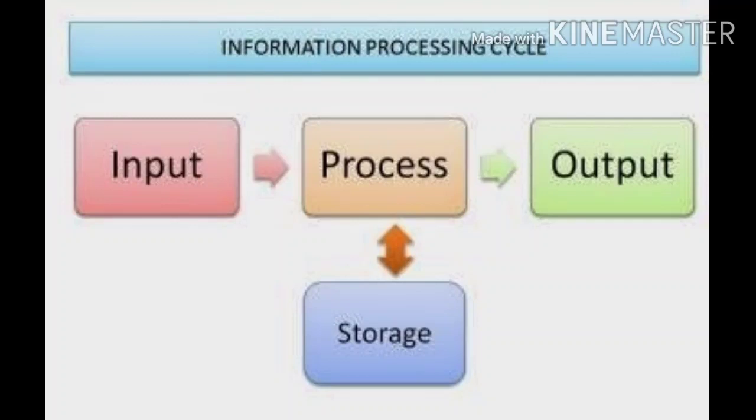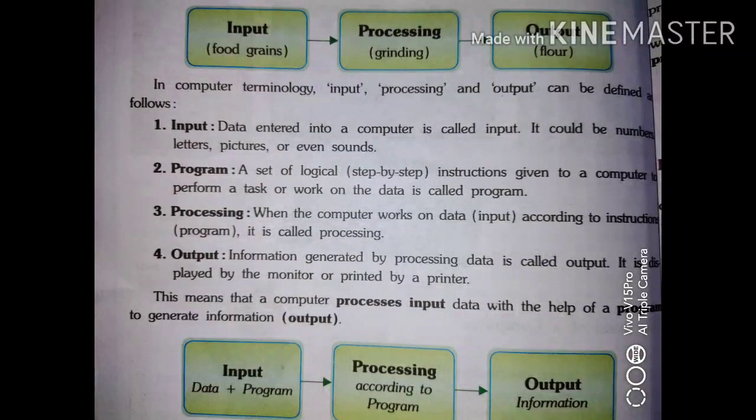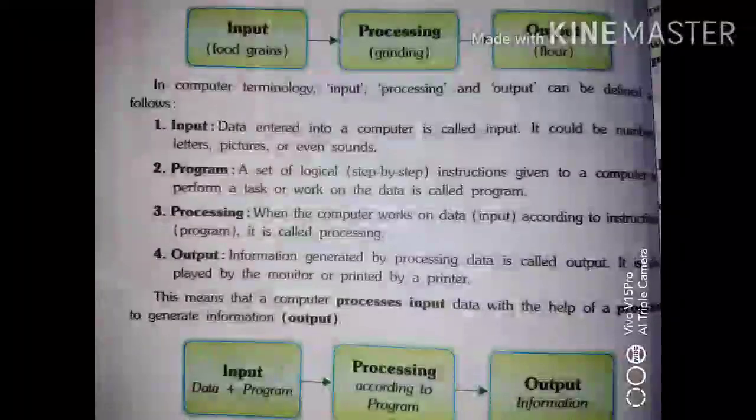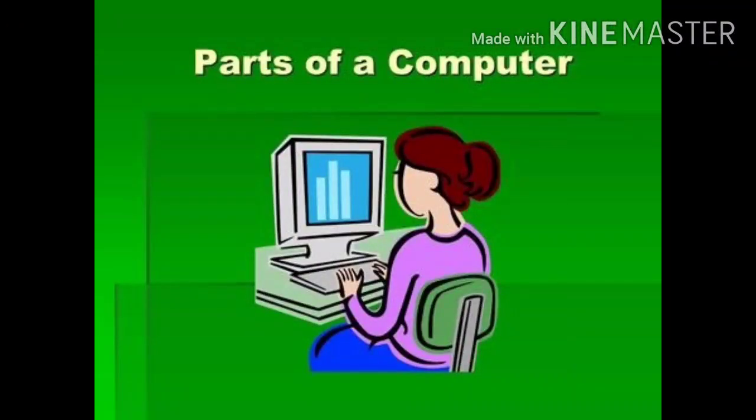And when the computer works on data according to the instructions, that is the program, it is called processing. And output: information generated from the processed data is called output. So this is the cycle: input, data plus program, processing according to the program, meaning all instructions, and output, that is, we are getting information. Understanding? Now, parts of a computer. A computer is made up of input devices, processing unit, and output devices.